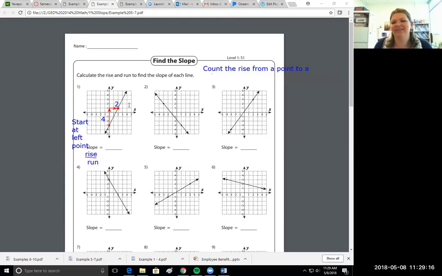How's my crooked line? Y'all will have to forgive me. Okay, my rise over my run is going to be equal to 4 over 2. Now, there's an interesting thing about this answer. Because this answer is totally and completely correct. It is a correct and true answer. However, it is not done.